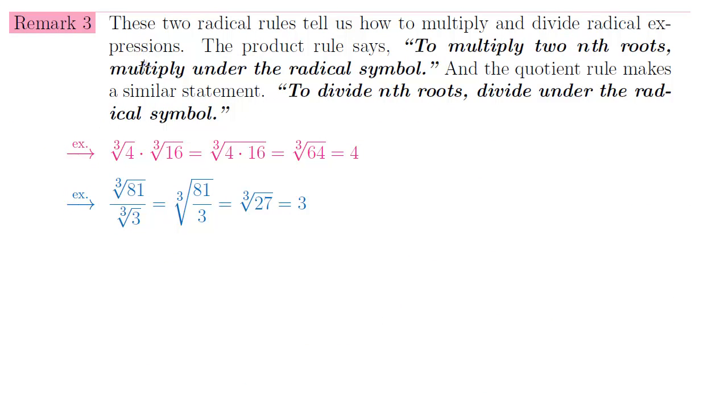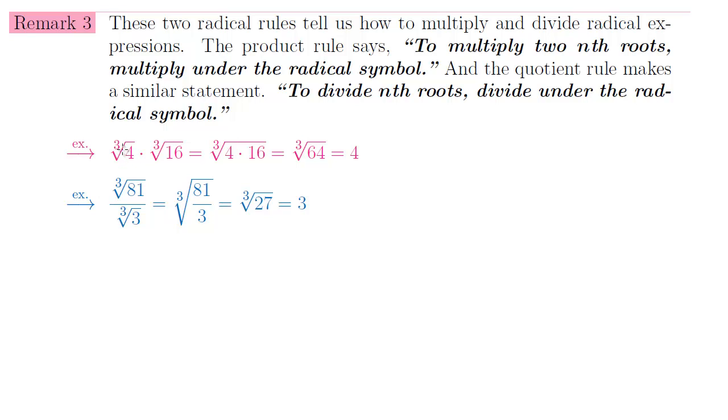So in words, here's what the product rule says. The product rule says to multiply two nth roots, multiply under the radical symbol. And in words, the quotient rule says to divide nth roots, divide under the radical symbol. All right, so here are a couple examples so you can see how this works.